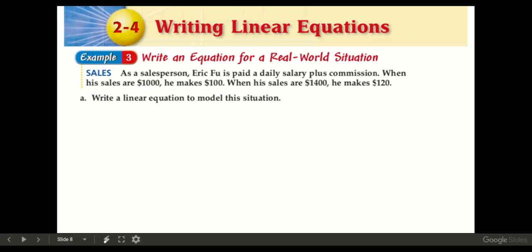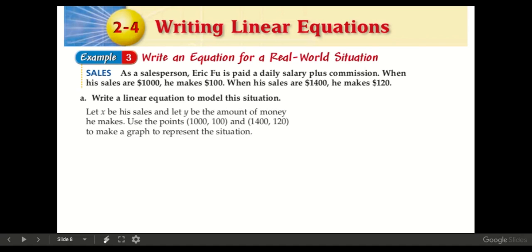All right, so let's go ahead and look at part A. It says, write a linear equation to model this situation. So we're going to let x be his sales, and we're going to let y be the amount of money that he makes. And we're going to use the points (1,000, 100), right? $1,000 is his sales, and $100 is what he makes. And then again here, $1,400 are his sales, and $120 is what he makes. So these are our 2 points that we're going to use.